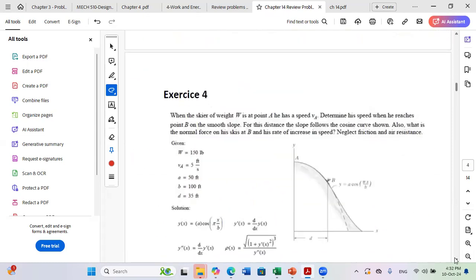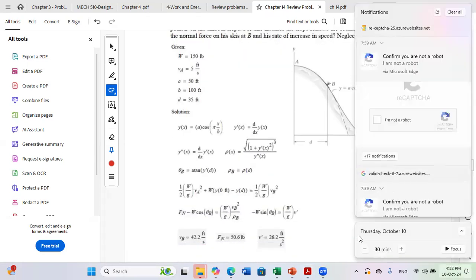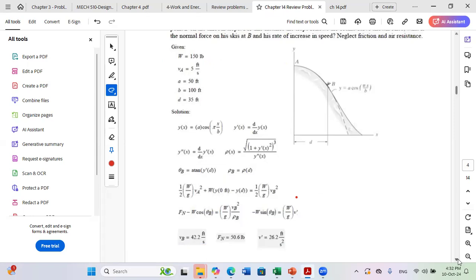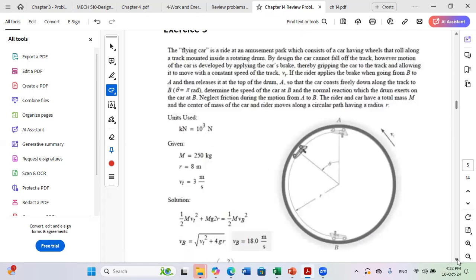Hala, this problem. For this one, I think we have solved something similar before. We discussed it last time together, if you remember. Okay.